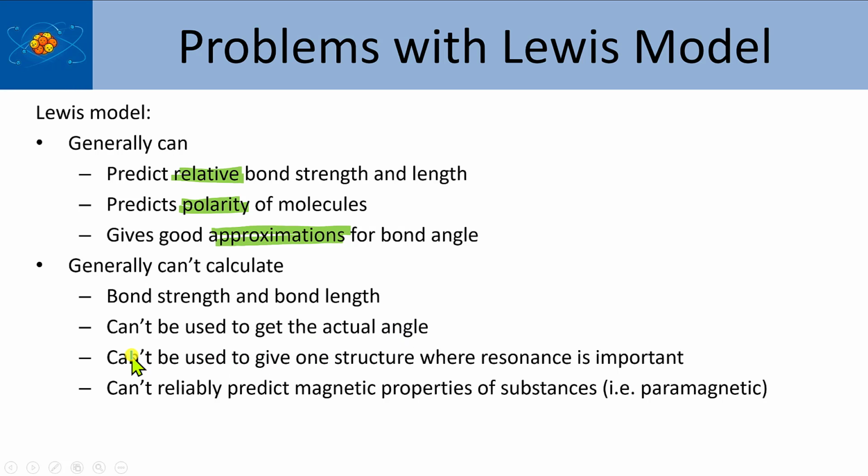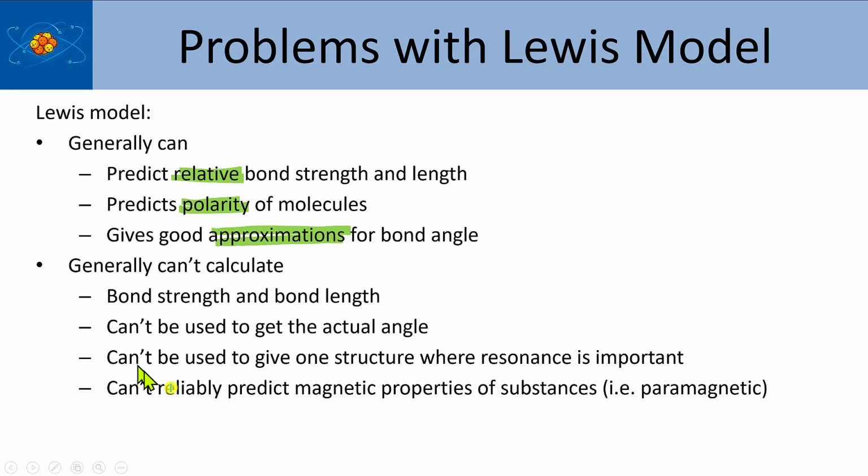And it can't be used to describe resonance really well. If you remember, resonance gives us multiple structures that describe the structure of a molecule, but Lewis theory doesn't really do a good job of saying what one model looks like.